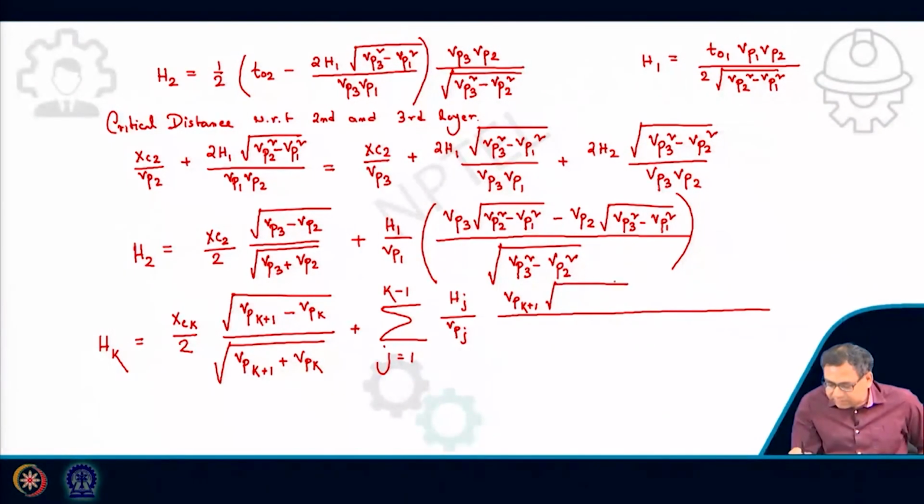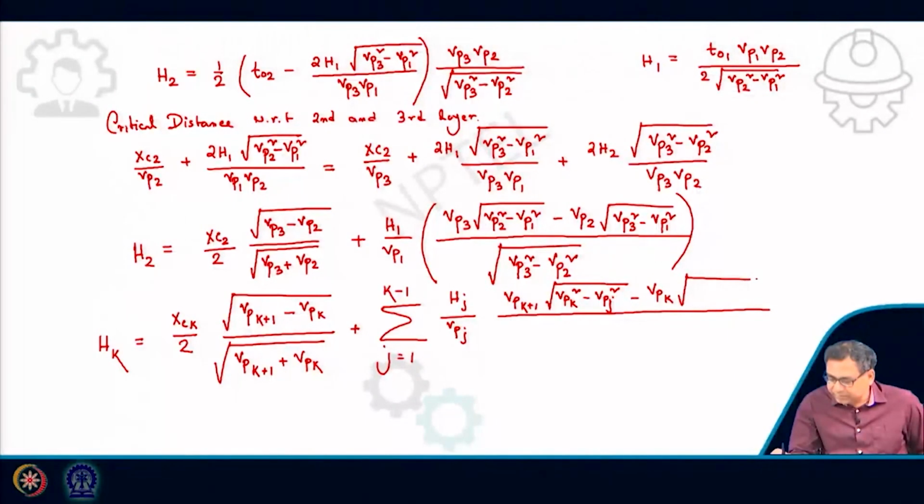Then root over Vp2 square. So Vp2 square means k is 2, so it will be Vpk square. Then it is 1, so this will be Vpj square, because 1 means j, less than k, and greater than 1, k means it is plus. K plus something, this is j. Then minus Vp2, so this will be Vpk.